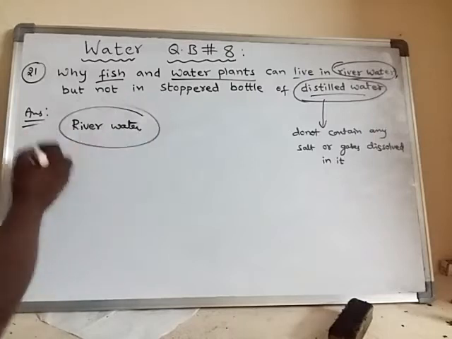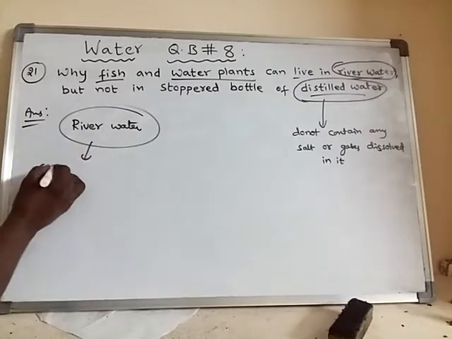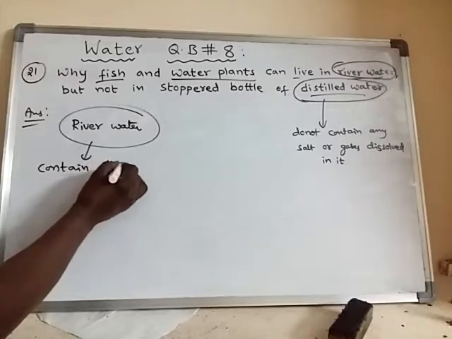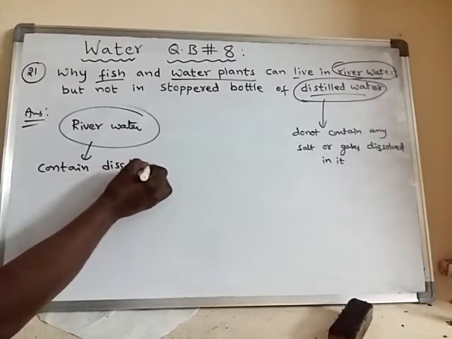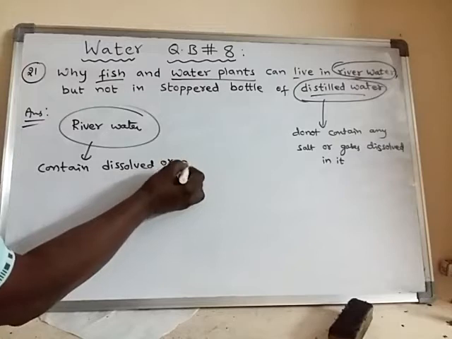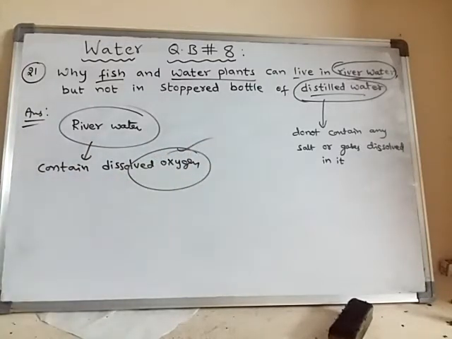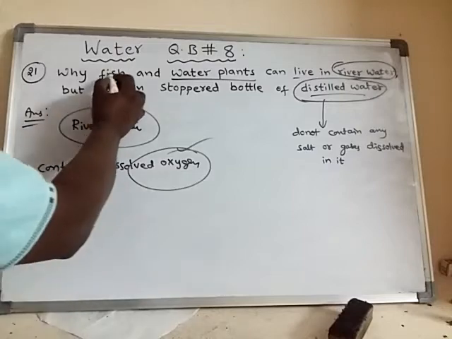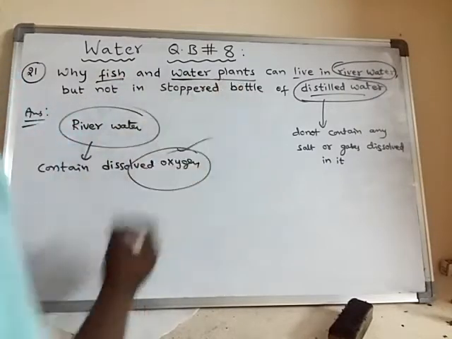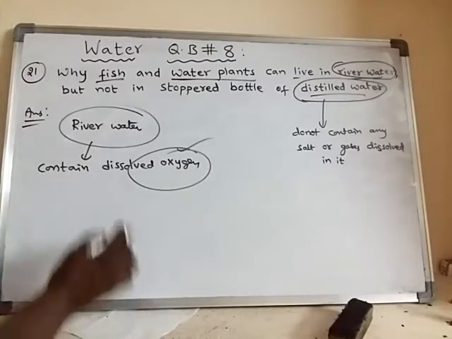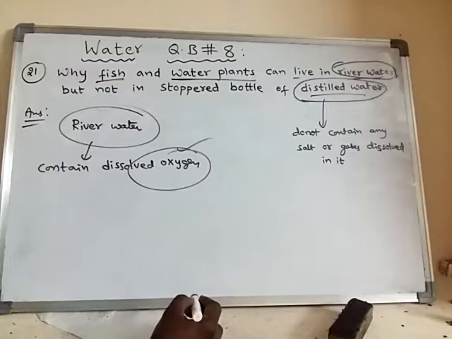If you speak about river water, it contains what? It contains dissolved oxygen. As this water contains dissolved oxygen, and oxygen is necessary for fishes or water plants for their breathing. Without oxygen they cannot survive. If oxygen is absent, they cannot survive.